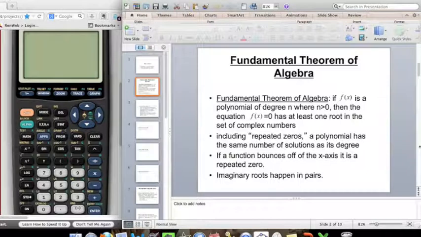just like the rest of basketball is built upon basic basketball skills. So the fundamental theorem of algebra says that if we have a function, which we could just call f of x, and it's a polynomial, which means all powers of x, like x to the fourth, x to the third, that kind of thing, then the equation where we take that polynomial and set it equal to 0 has at least one solution. So basically this tells us every equation is solvable.